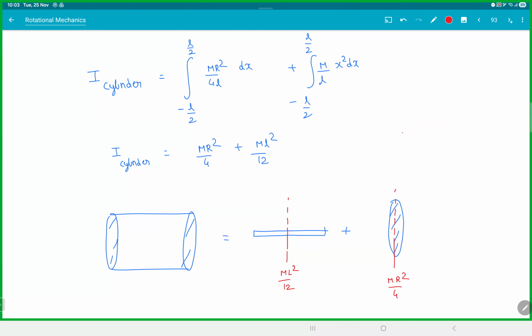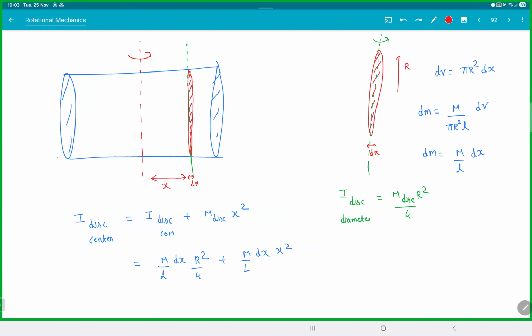But clear with the integration? The integration is important because tomorrow they will ask something of this sort. They will say the density rho is equal to rho naught x square. Then you should be careful. Any doubts on the steps? Please ask me.